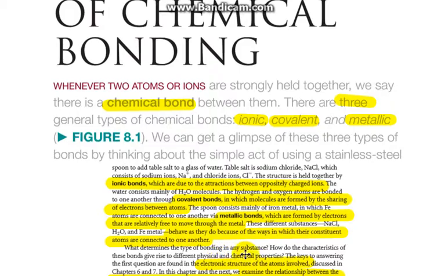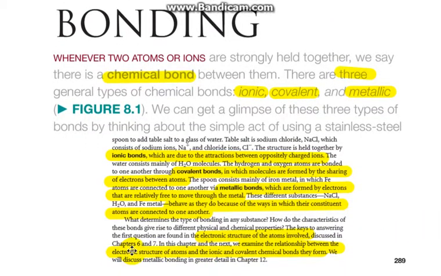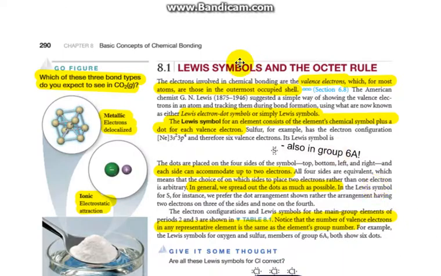What determines the type of bonding in any substance? How do the characteristics of these bonds give rise to different physical and chemical properties? The keys to answering the first question are found in the electronic structure of the atoms involved. That was discussed earlier, but hey, we're going to look at it here. In this chapter, we'll examine the relationship between the electronic structure of atoms and the ionic and covalent chemical bonds they form. And then metallics will be discussed later on. All right, so that's kind of an introduction.